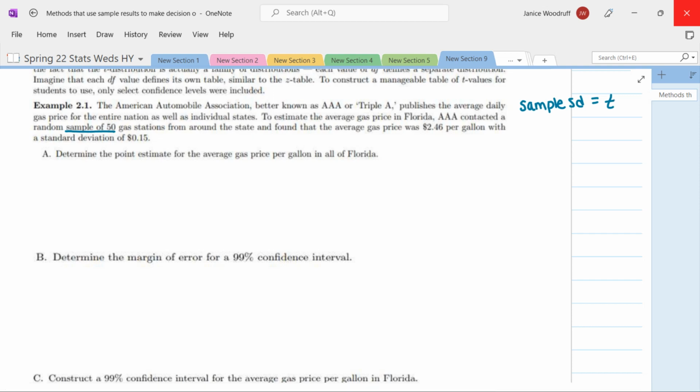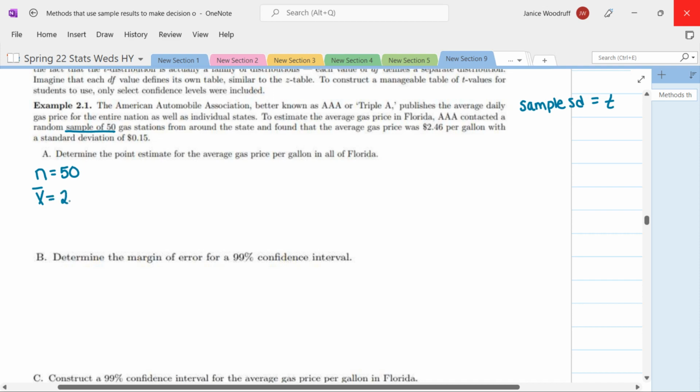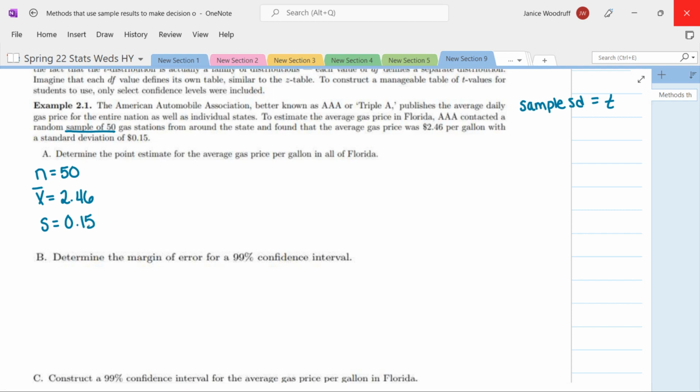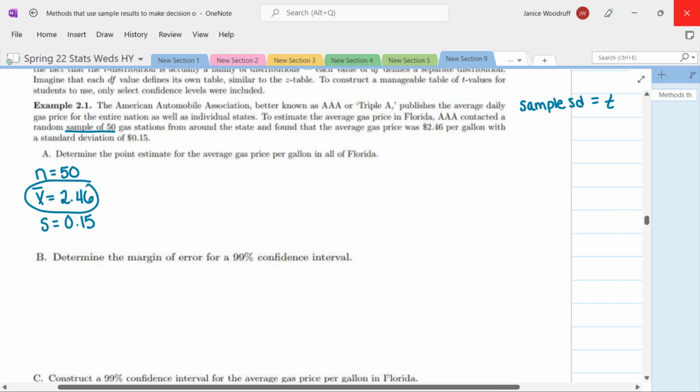Okay. All right, then let's see what we have. So the sample is 50 gas stations, so that's our sample size. Our average from that sample is 2.46. So that's our x bar. And the standard deviation of our sample is 15 cents. Okay, the point estimate, that's x bar, 2.46.